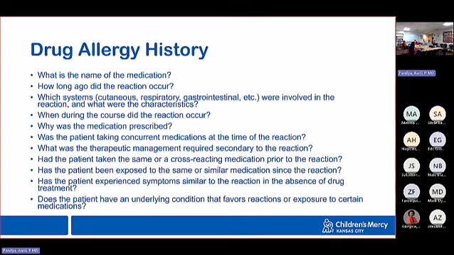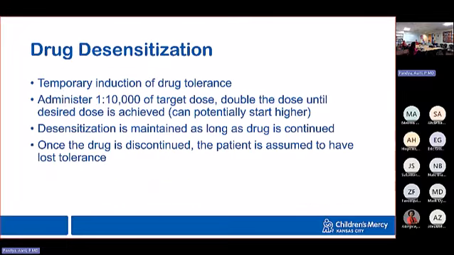What therapeutic management was given secondary to the reaction? Have they been exposed to the same or similar medications or cross-reacting medications since? And has the patient experienced similar symptoms since the reaction? And then, does the patient have an underlying condition that favors reactions to certain exposures of medications?